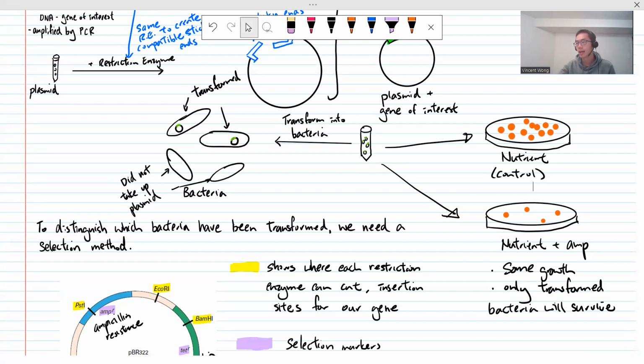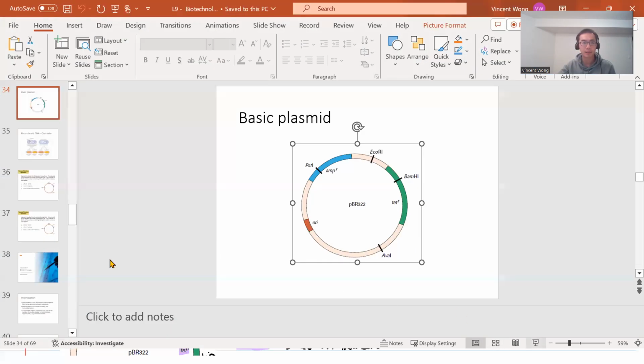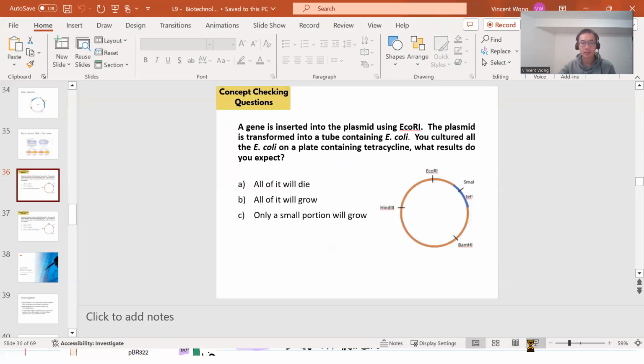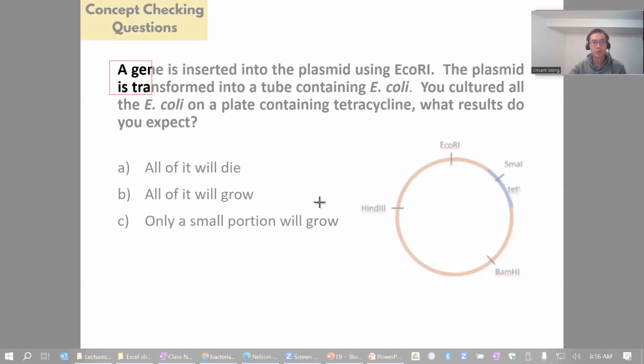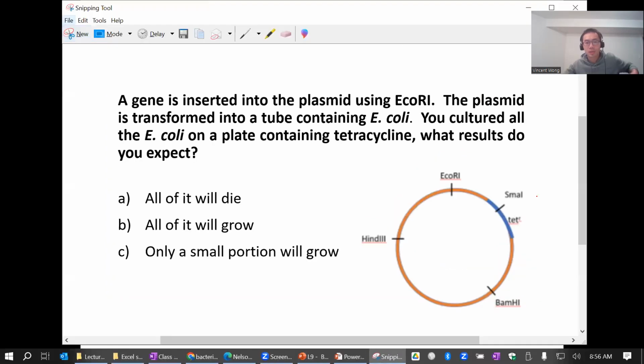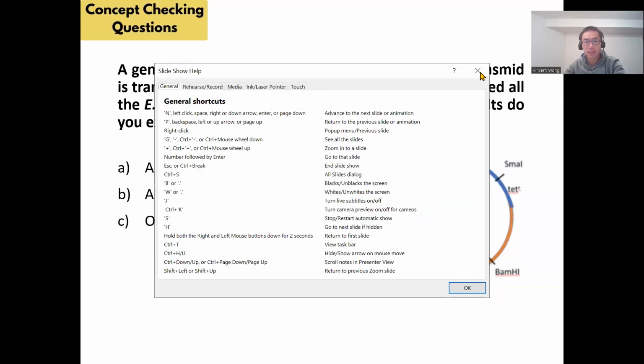All right, let's take a look at the PowerPoint again. Here is a question. A gene is inserted. You know what? Let me just copy this over to the notes so we can take a closer look at it.